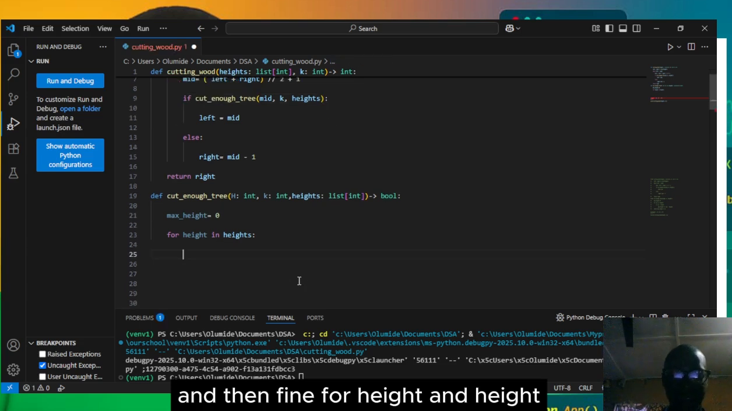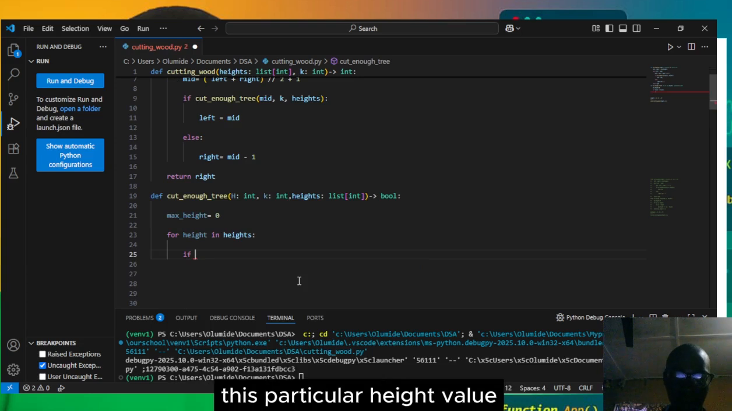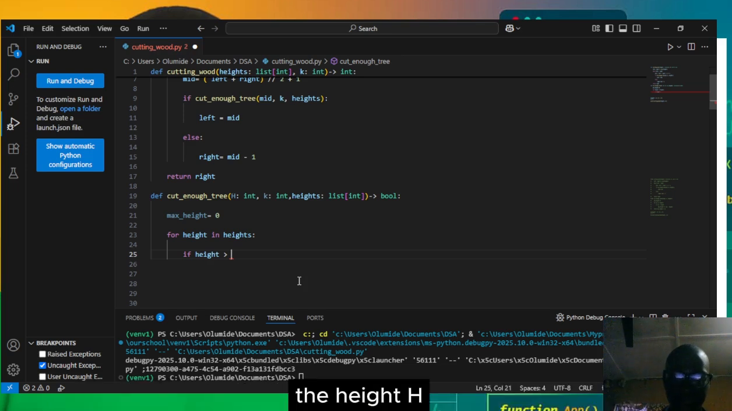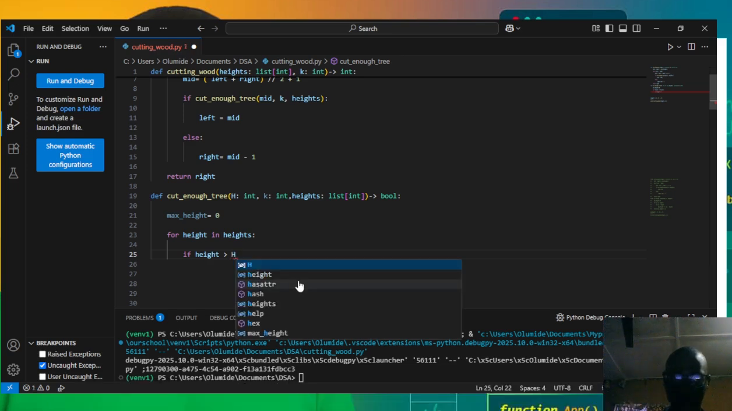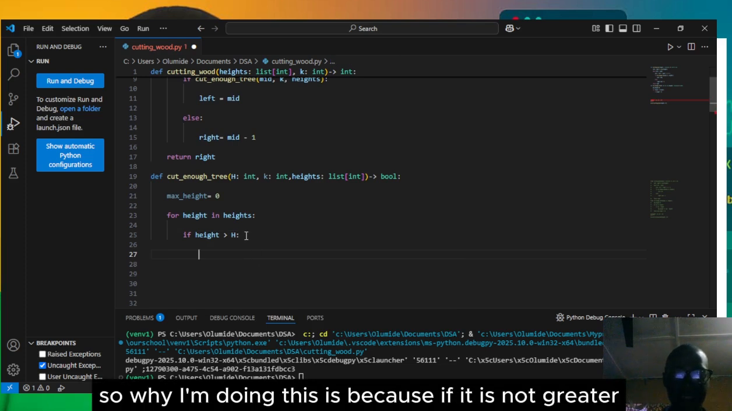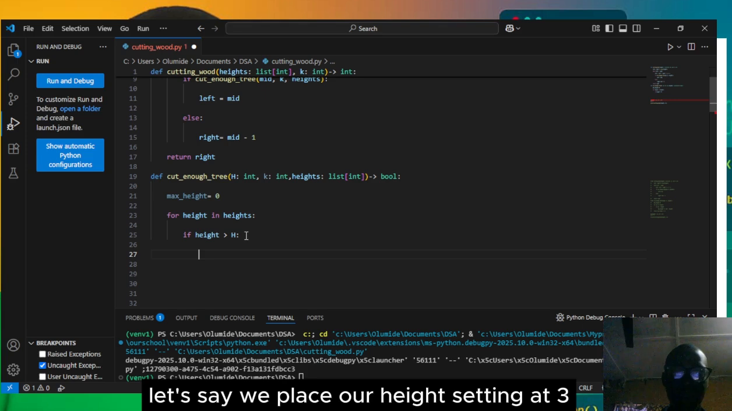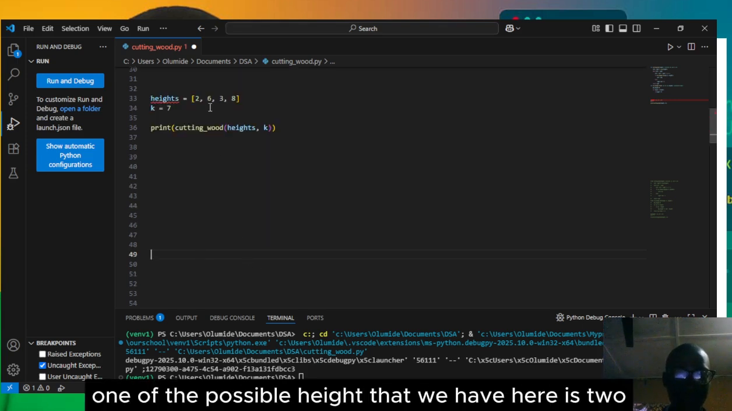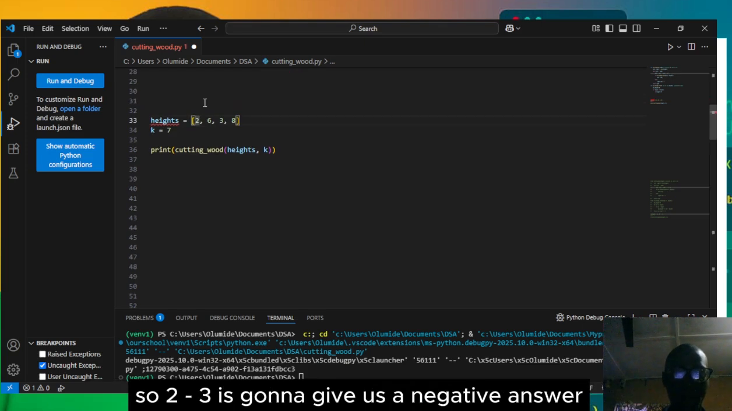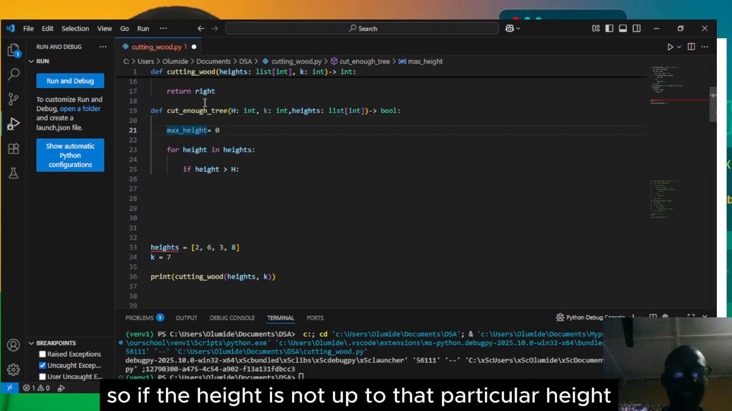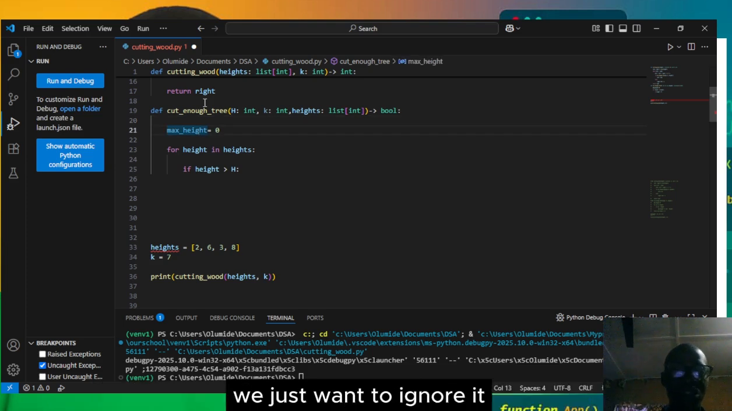For height in heights, we want to check first of all if this particular height value is greater than the height setting. Why I'm doing this is because if it is not greater, let's say we place our height setting at 3 now, and one of the possible heights that we have here is 2. So 2 minus 3 is gonna give us a negative answer, and we don't want to even add a negative answer. So if the height is not up to that particular height, we just want to ignore it.